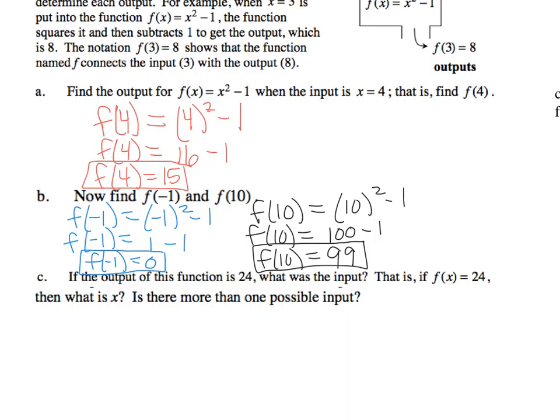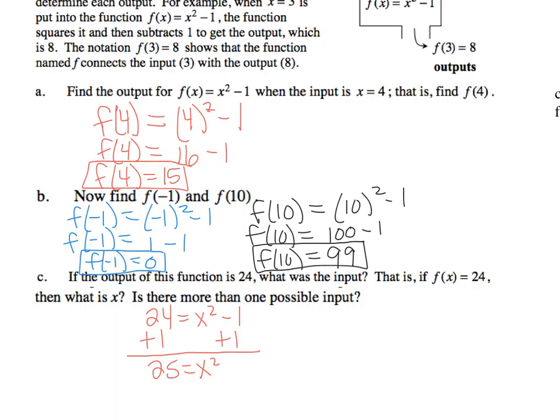Part C says if the output of this function is 24, what was the input? That is, if f of x equals 24, then what is x? So we're going to replace this f of x, this entire expression here, with the value 24 and work backward to find our x value. So 24 equals x squared minus 1. And I need to figure out x, so I want to get it by itself, so I use inverse operations. The opposite of subtracting 1 is to add 1.